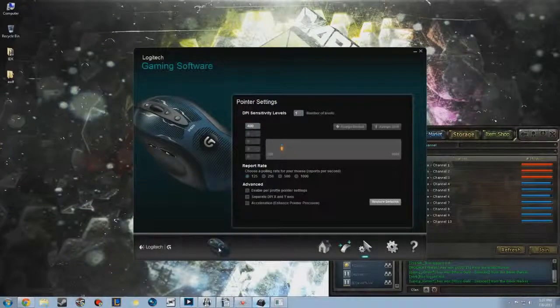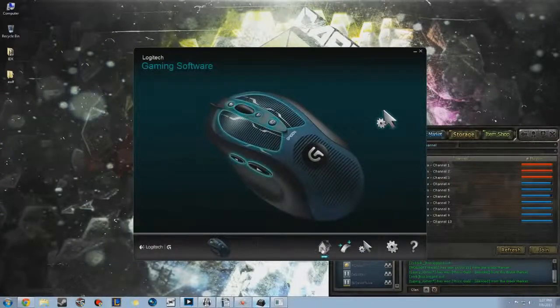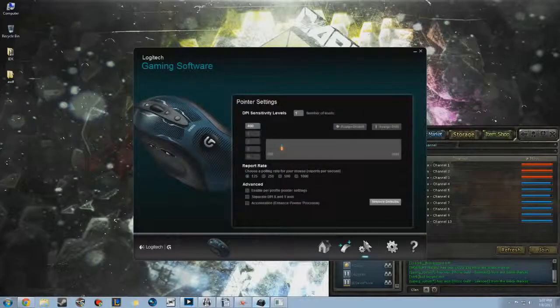As for my mouse, I use the Logitech G400S, which is the predecessor to the Logitech G400 or the Logitech MX518. I play on 400 DPI, 125 Hz polling rate or report rate, and I have acceleration turned off.